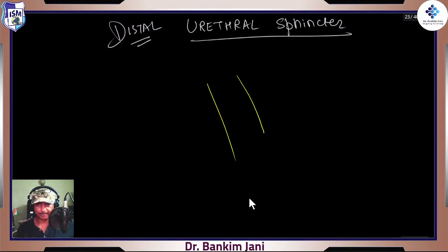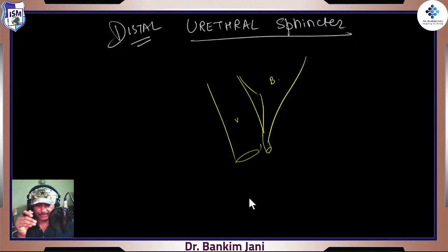It would be something like, say, this is the vagina, right? And on the anterior aspect, there would be the bladder, correct? And this would be the opening, the vaginal opening. So this is the vagina, this is the urinary bladder.